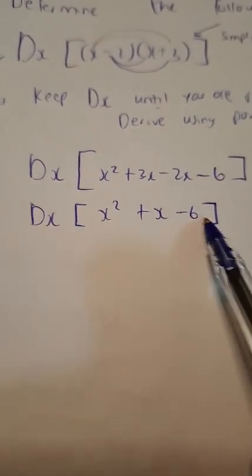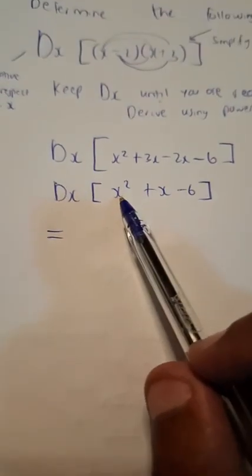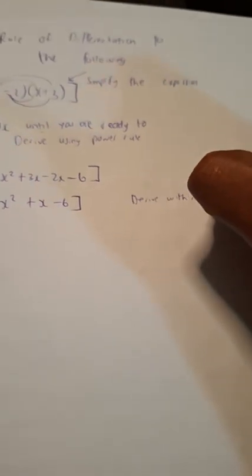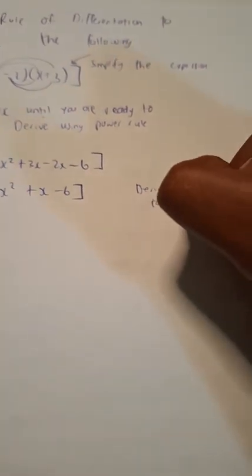So yes, there are 3 terms inside the bracket. So now what we do is we derive with respect to x for 3 terms. We derive with respect to x for 3 terms.